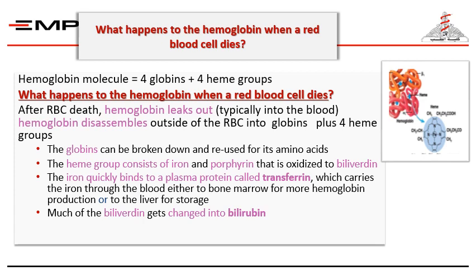Hemoglobin disassembles into globins plus 4 heme groups. The globins are broken down and reused for their amino acids. The heme group consists of iron and porphyrin. The iron will be utilized by the body for erythropoiesis and other uses, while the porphyrin will be oxidized to biliverdin. Much of this biliverdin gets changed to bilirubin.